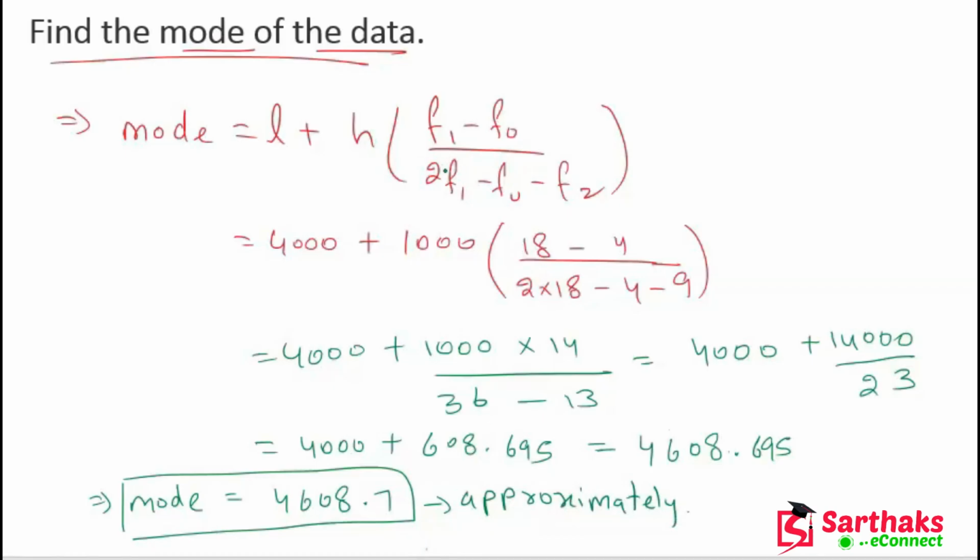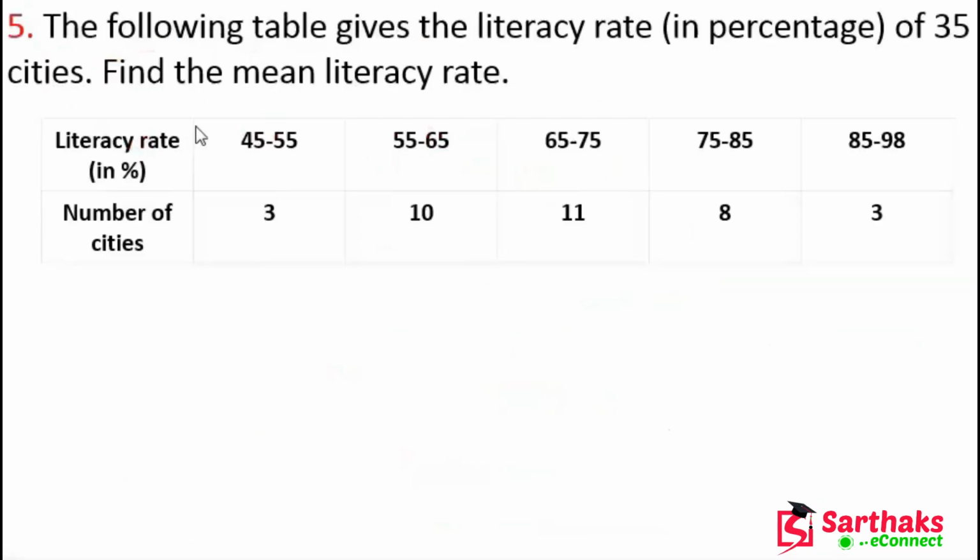So now let's move on to the next question. The following table gives the literacy rate in percentage of 35 cities. Now my dear friends, in this we have to find the mean literacy rate. Okay, so now we have this table which is in class interval. Literacy rate is in class interval and the number of cities like this.